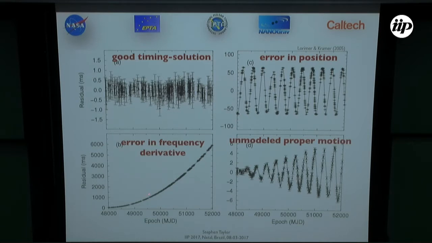But the goal here is to not produce any of these features. You want something which is initially very close to consistent with noise. So you want to subtract out or fit out all of the deterministic intrinsic pulsar stuff before you even try to search for gravitational waves.